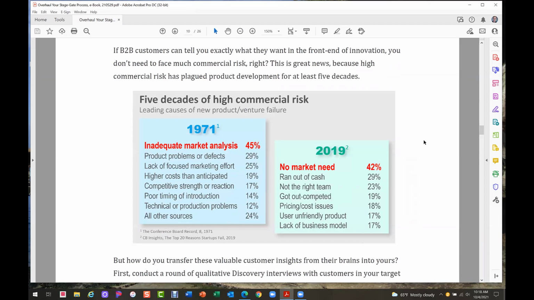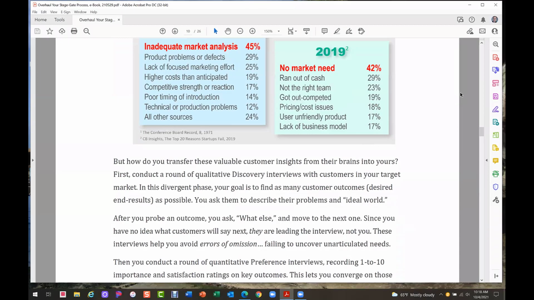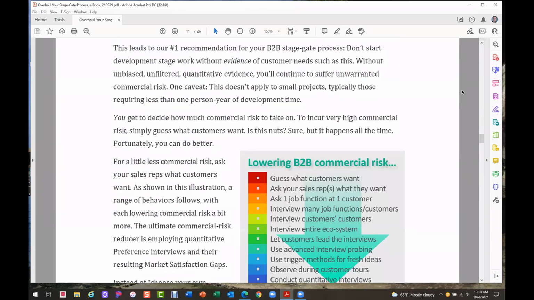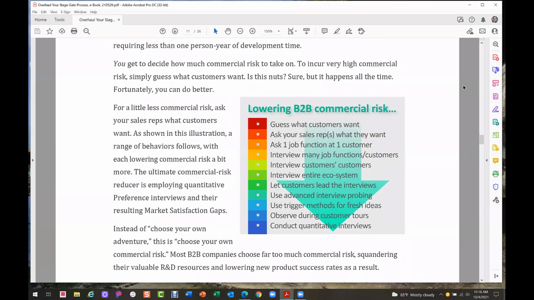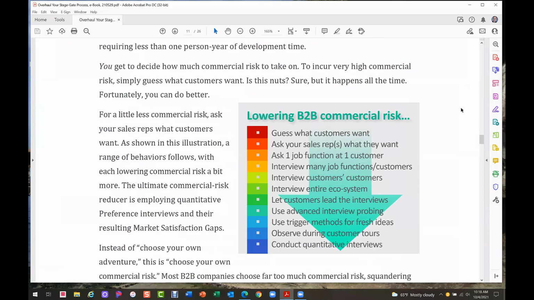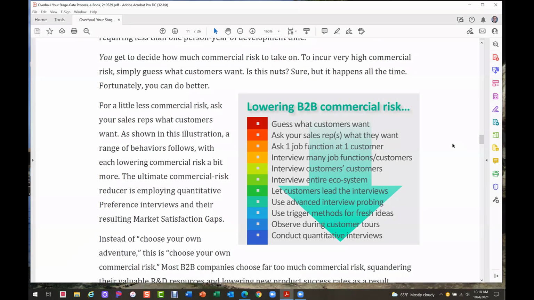And it's interesting. We've now had 5 decades where the leading cause of failure has been commercial risk. Inadequate market analysis, 45% of projects failed, 42% no market need. So we've been consistent, if nothing else, in our failure mode. And that's why I say, let's spend a few months and figure out exactly what customers want. Okay, the next element here, I'm actually having a lot of fun with this. So let me blow this up. How do you lower commercial risk?